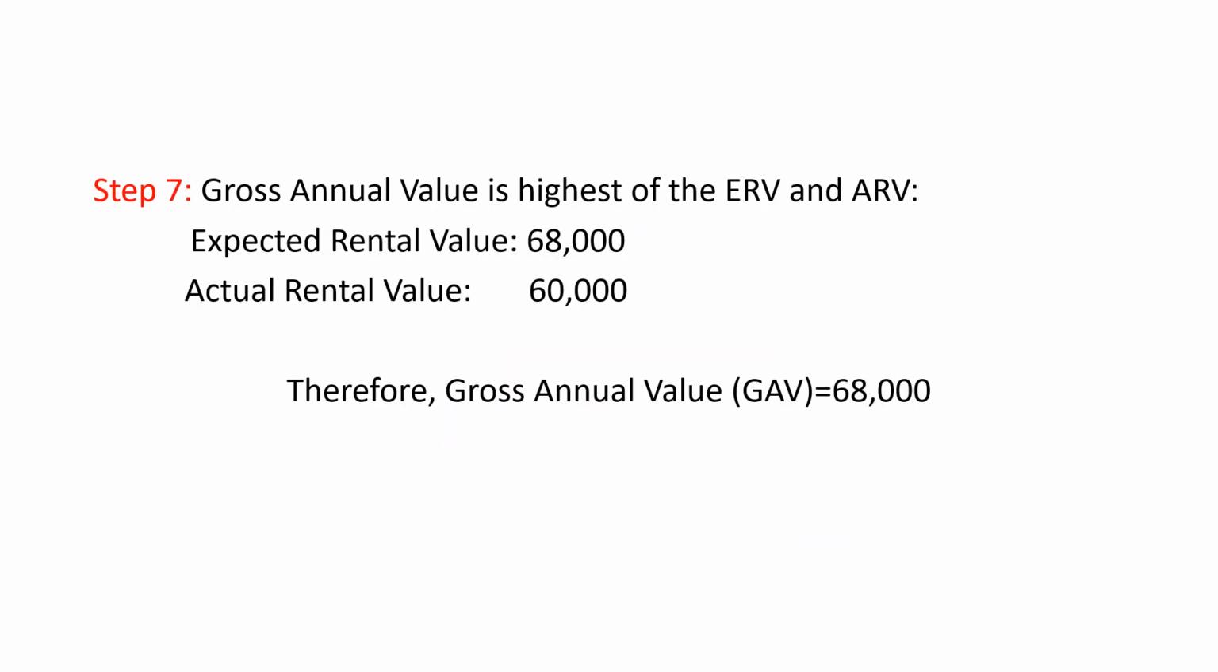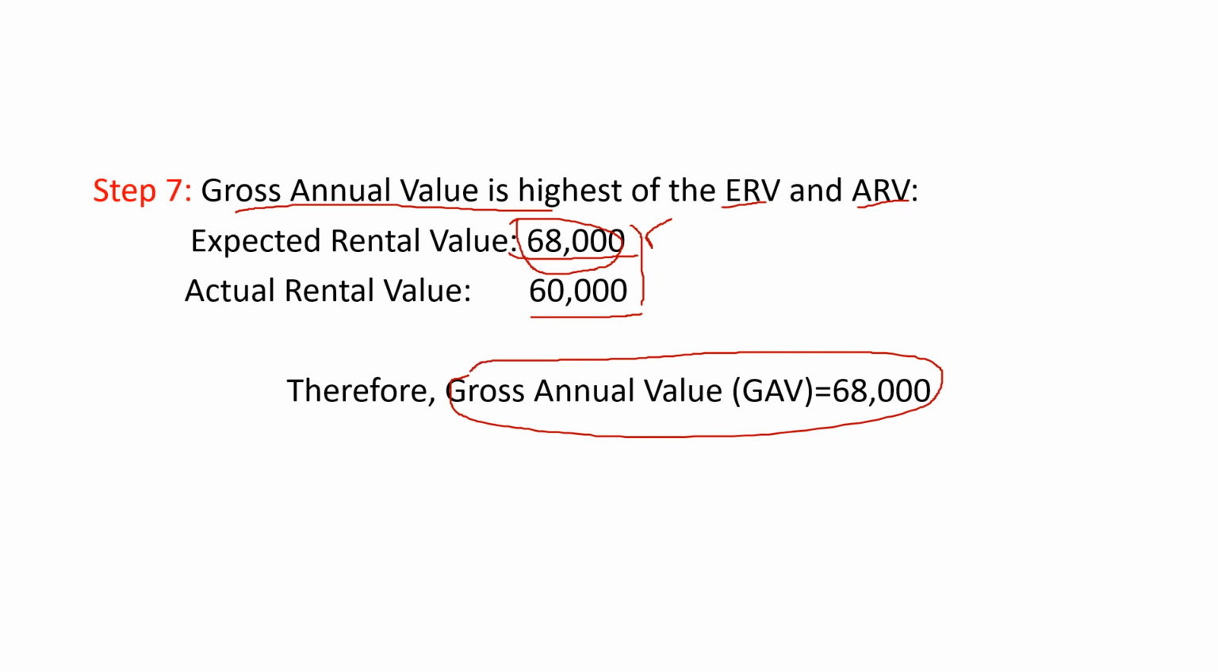Gross annual value is the highest of ERV and ARV. So ERV is 68,000, ARV is 60,000. So for gross annual value, we take expected rental value and actual rental value, and from these both, the higher one. The higher one is expected rental value. So here gross annual value will be 68,000 itself according to this mentioned condition. Therefore, gross annual value is 68,000 rupees.